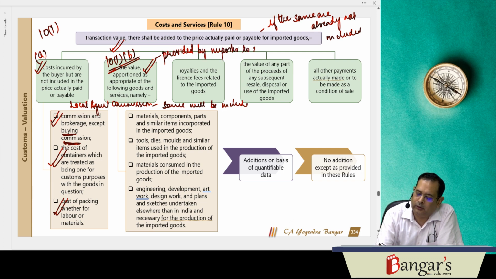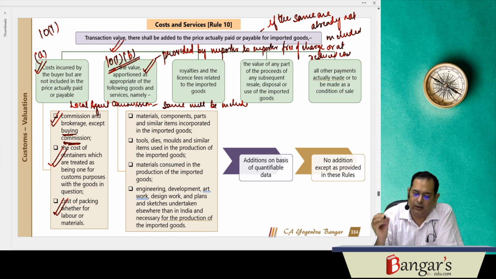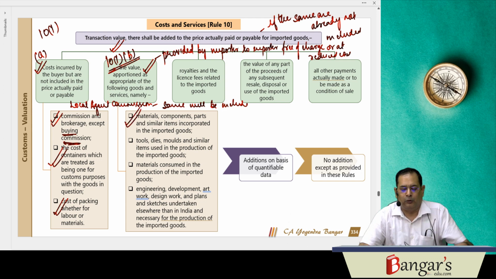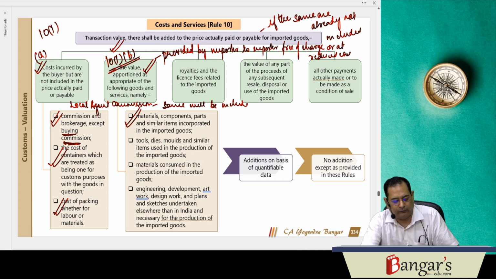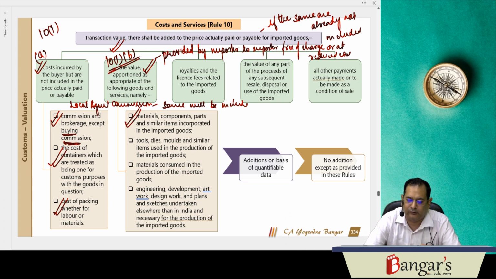To the exporter, free of charge or at reduced cost. So fundamentally, the value apportioned as appropriate of the following goods and services which are provided by the importer to the exporter free of charge or at reduced cost. That is what? The materials, components, parts and similar items incorporated in the imported goods. Materials, components, parts and similar items which have been incorporated in the imported goods, they have been provided.